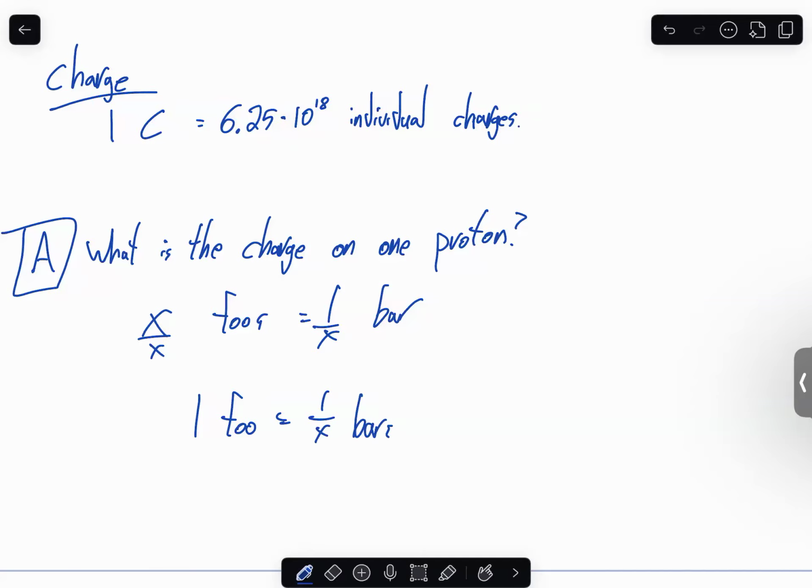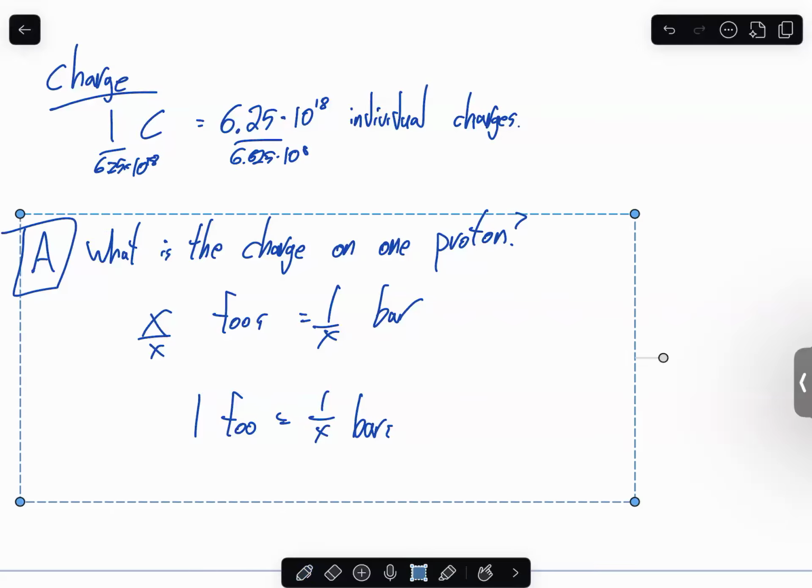12 inches equals 1 foot. Whoa, said it backwards. 12 inches is 1 foot. 1 inch is a twelfth of a foot. Same thing. So if I divide both sides by 6.25 quintillion, I get the following.